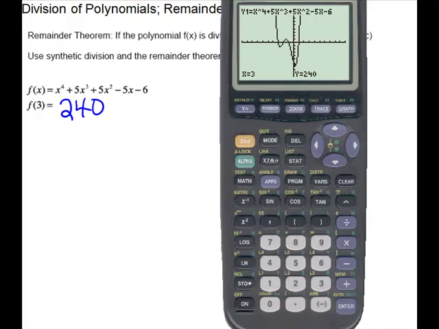Let's just look for a second at what that means on the graph. So we want to know when x is 3, what is the y on this function? And so when our x is 3, here's 1, 2, 3, it is way up there at 240.